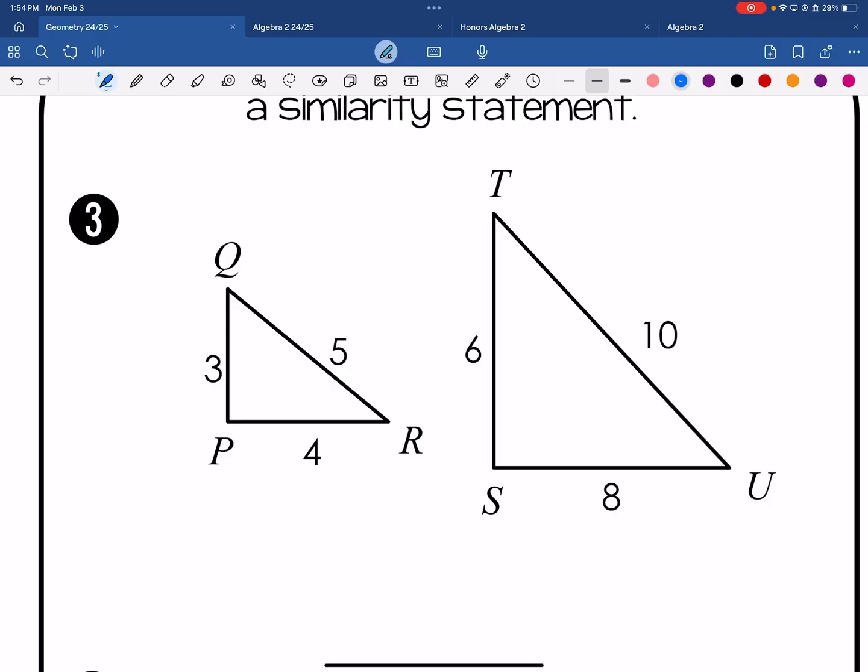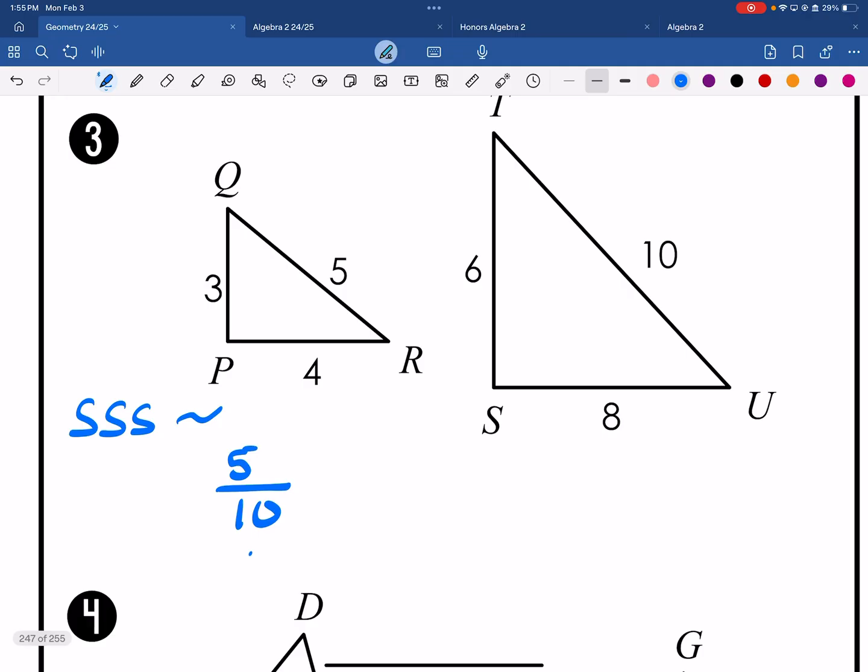Because we have 3 sides in one and 3 sides in the other, we're going to try to see if side similarity works. In order for this to work, the sides have to be proportional. So we have to write ratios. The way I write the ratios is I take the biggest one from the first triangle. The longest side from the first triangle is 5 over the longest side from the other triangle, which is 10. And then I reduce that ratio if I can. That reduces to 1/2.